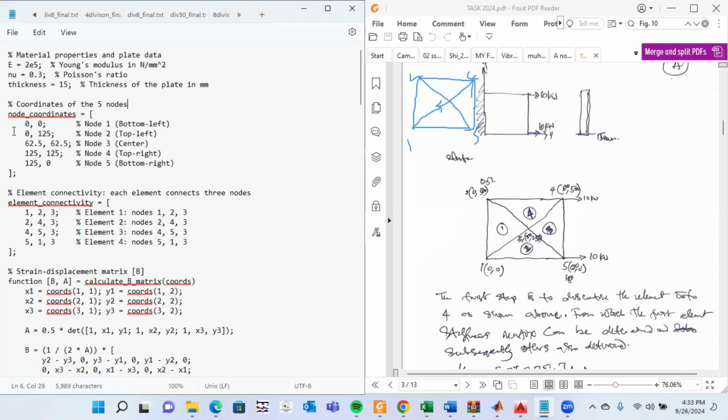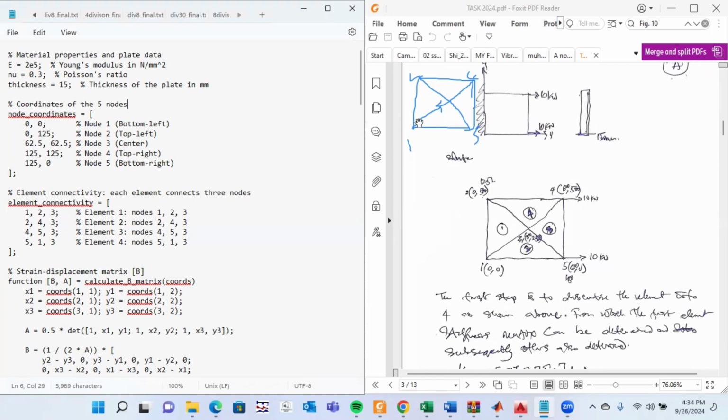If you do your math, you will see that this 0, 0 is your node 1, and your node 2 is 0, 125. So this is it, 0, 125, and like that if you do your X and Y coordinates. Now they are doing the element connectivity, which is really straightforward. We divide the plate into 4 elements, 1, 2, 3, 4, and what this is basically doing is showing how they are connected.